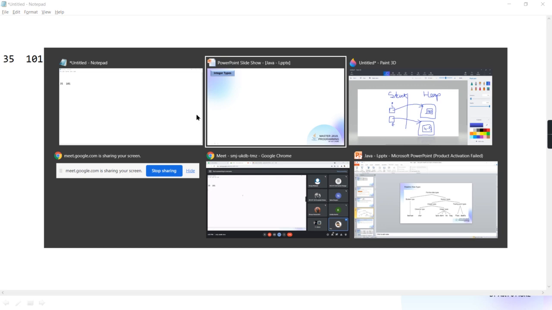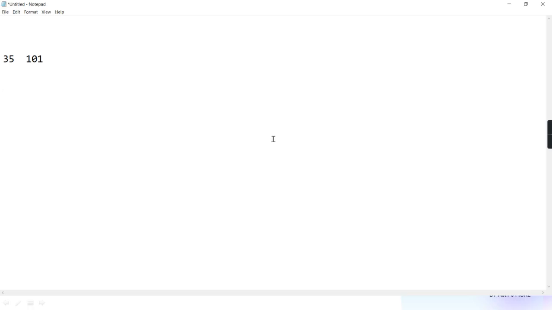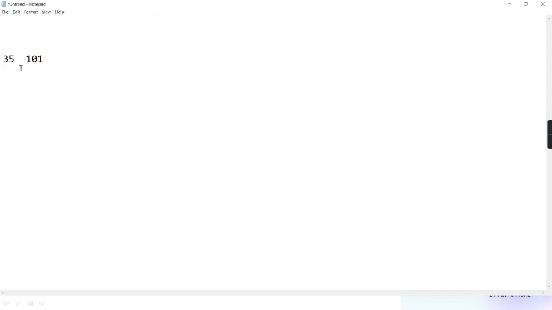There is an issue with the hand raise system in this Google Meet, whatever. But please tell me, what do you say? Are they internally represented in their binary form?